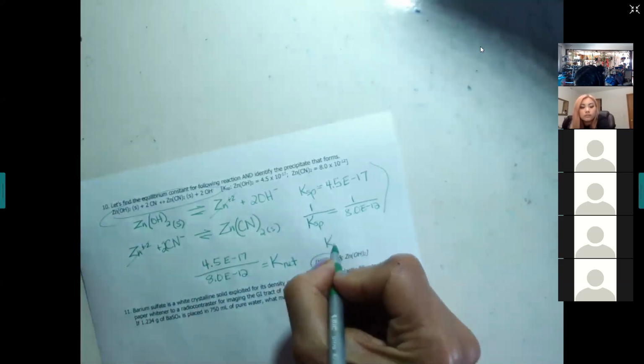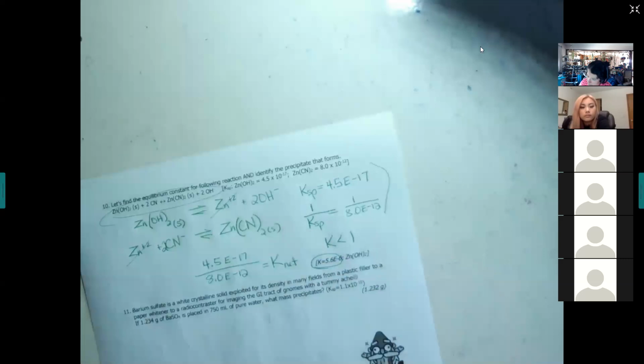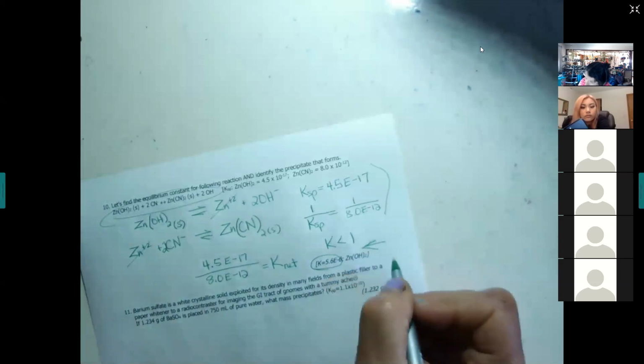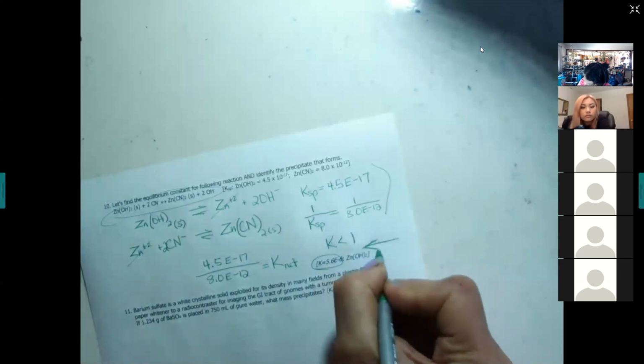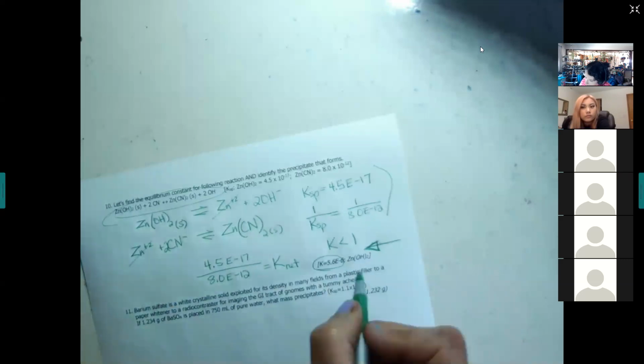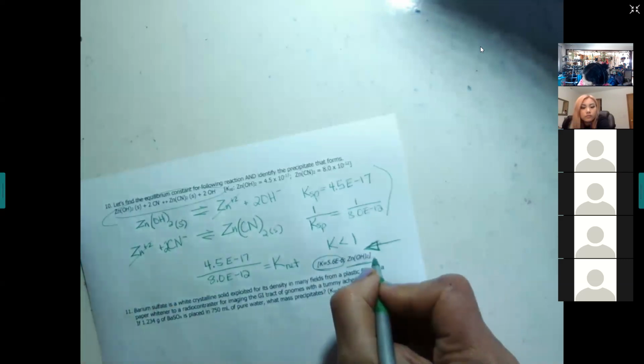This K is less than 1. It's 10 to the negative 6. So the reaction goes reverse. And in the reverse direction, the zinc hydroxide is your precipitate.